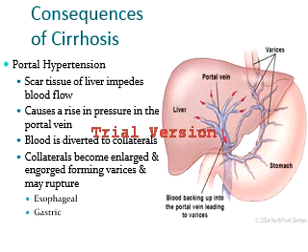Okay, so in portal hypertension, blood backs up into the portal vein. The reason that blood backs up in the portal vein is because the liver is scarred and it's not able to filter blood and fluids properly. So a lot of pressure is put on the portal vein, and as a result, varices form and collaterals become enlarged and engorged, and they may rupture. If they rupture, they're most likely going to rupture in the esophagus or the stomach.